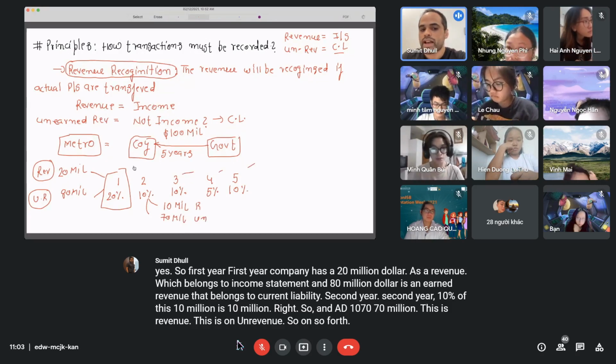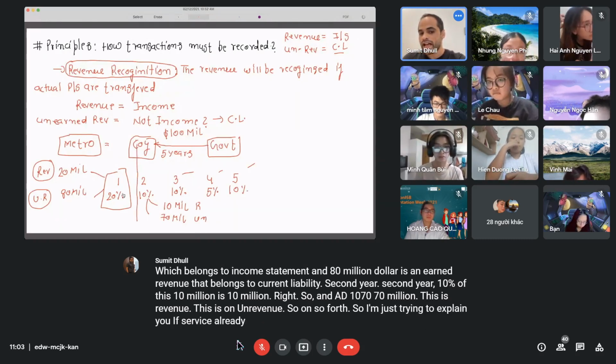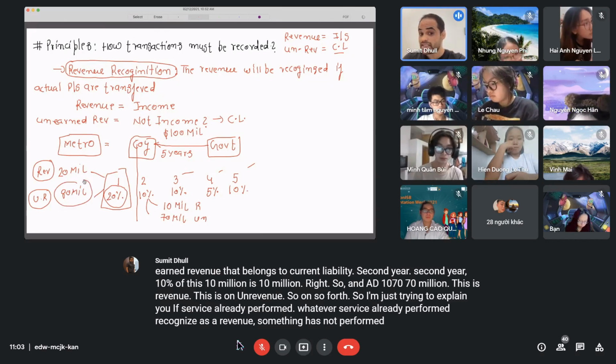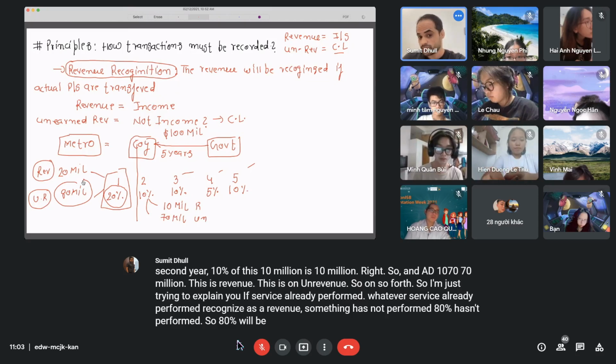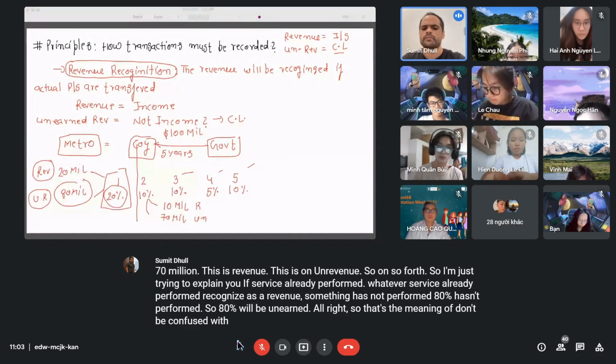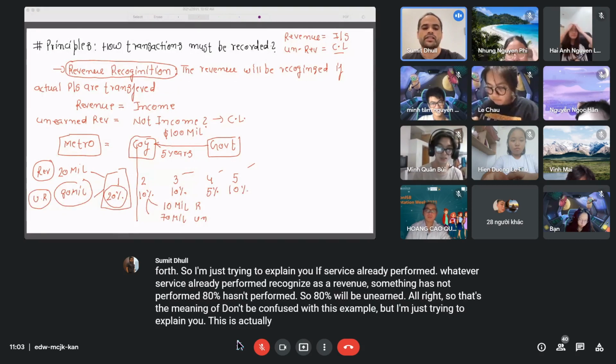So I'm just trying to explain to you, whatever service is already performed is recognized as revenue. Something that has not been performed, 80% hasn't been performed, so 80% will be unearned. Don't be confused by this example, but I'm just trying to explain to you, this actually happens in real life.